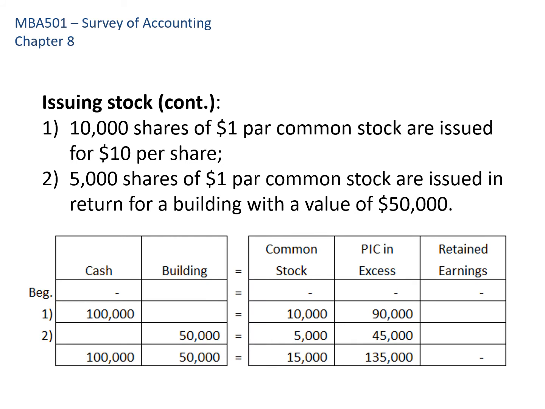So here we have an example where we issue 10,000 shares of $1 par common stock. We issue them for $10 per share. So the market value is $10 per share. That's what people are willing to pay for a share of this company. But the par is usually a much lower figure, which in this case is $1. So in transaction one, cash goes up by $100,000, common stock goes up by 10,000 times $1, or $10,000, and the remainder goes to paid in capital in excess.